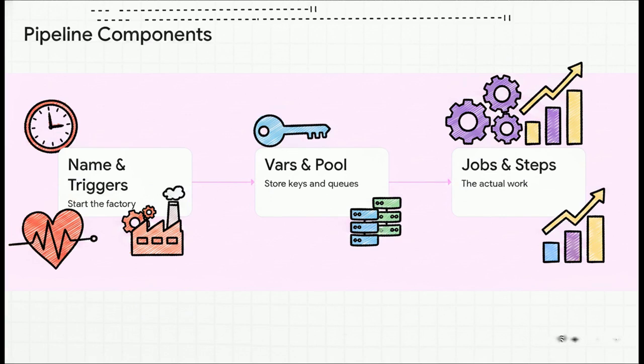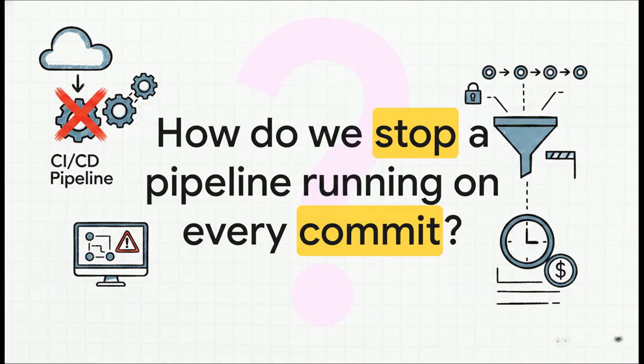But let's pause on triggers for a quick second because they absolutely dictate the heartbeat of your automation. By default, if you don't explicitly specify a trigger, your pipeline is just going to assume you want to run it on every single commit to any path from any branch. And that leads to a very real developer problem. How do we stop a pipeline from running on every commit and just wasting incredibly valuable compute resources?